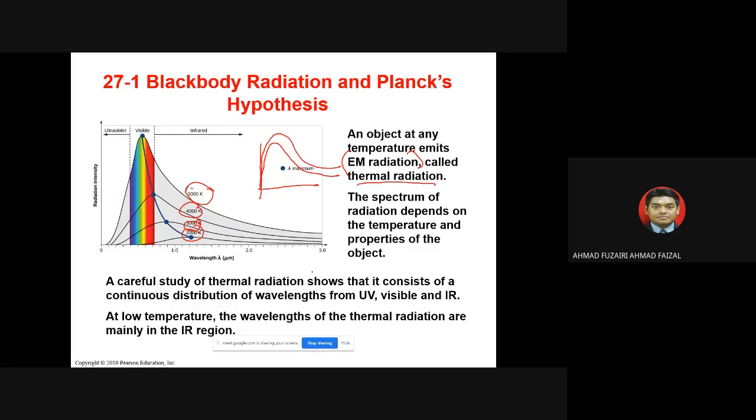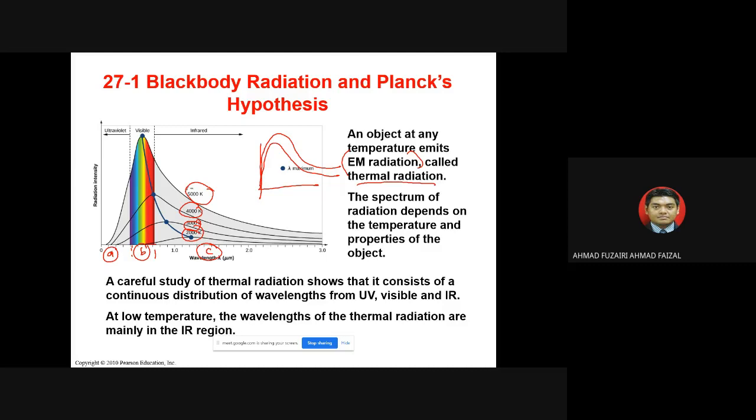A careful study of thermal radiation shows that it consists of a continuous distribution. This spectrum is in three different regions: region A is the ultraviolet, region B is the visible range, and region C is the infrared. Most of the spectrum is in the infrared region, and only a small portion is in the visible range, depending on the temperature. The higher the temperature, the more we see in the visible range.